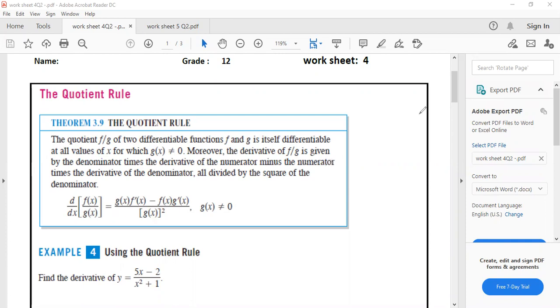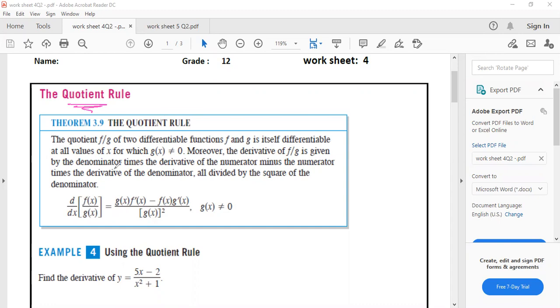Our lesson today, as you see, is talking about the quotient rule. I use this rule when we would like to find the derivative of a quotient of two functions. Here, if function f and function g are differentiable functions, their quotient is also a differentiable function. We can find its derivative.